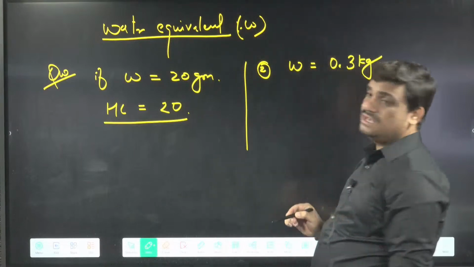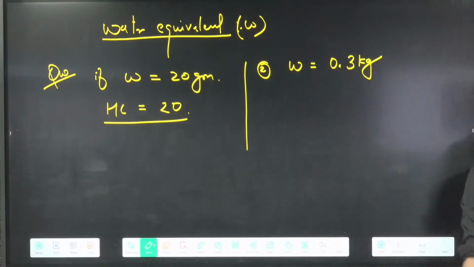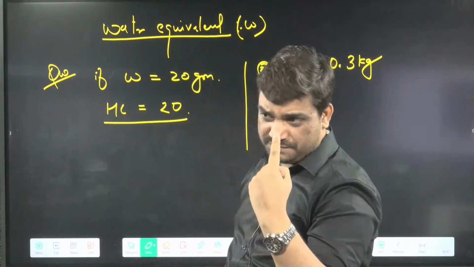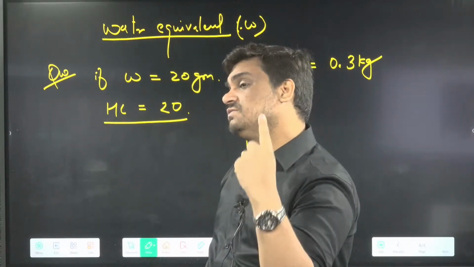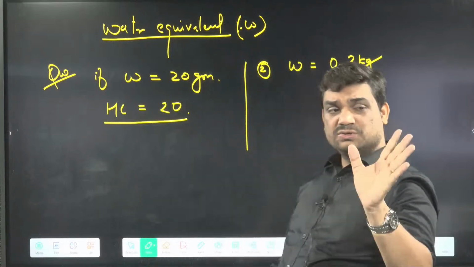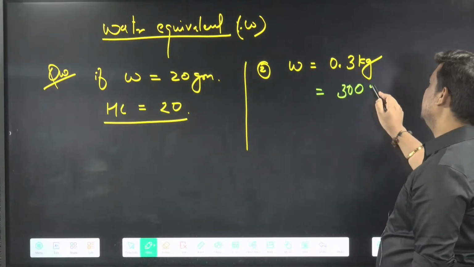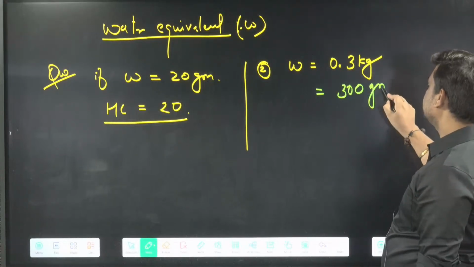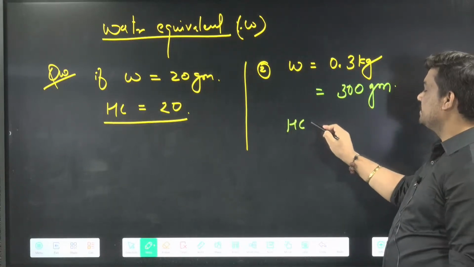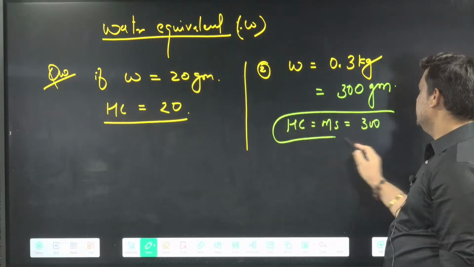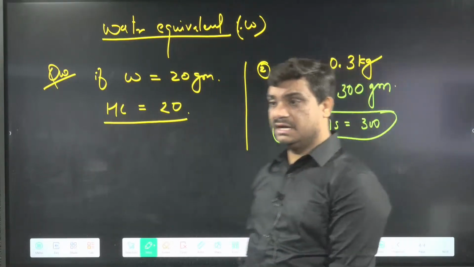So this kg should be converted to gram, because we are doing all the things in calorie per gram. And the specific heat of water is 1 calorie per gram. So we need to convert into grams, so this becomes 300 gram. Then the heat capacity, which is ms, will be equal to 300 calorie per degree Celsius.